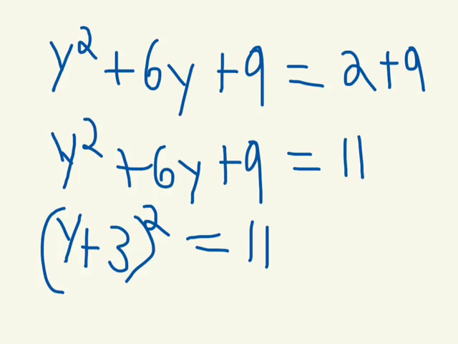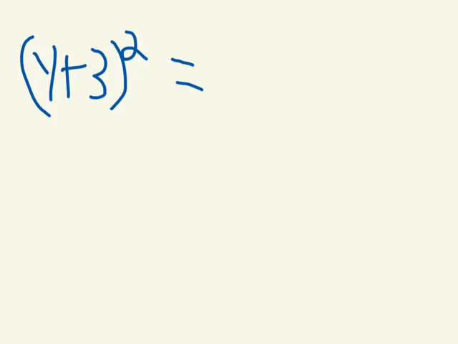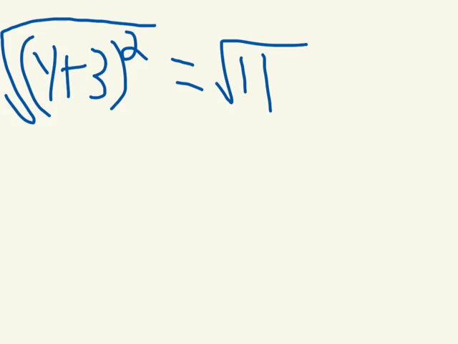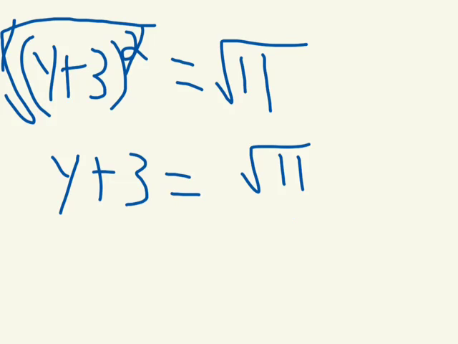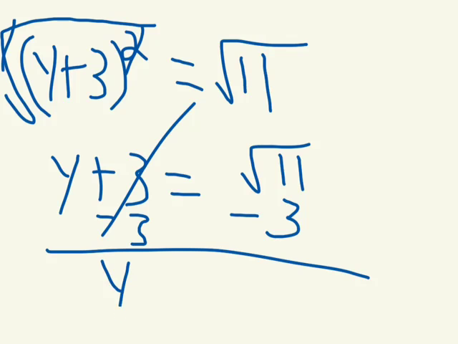After this, we're just going to use the square root method, which in this case, you would just square root both sides. That cancels out the squared and the square root, so we're left with y plus 3 equals root 11, and you move to the other side by subtraction. You're left with y equals negative 3 plus or minus square root 11.